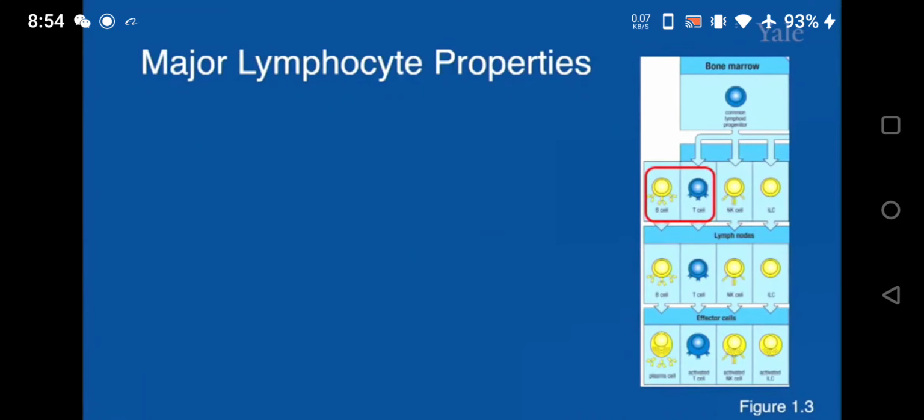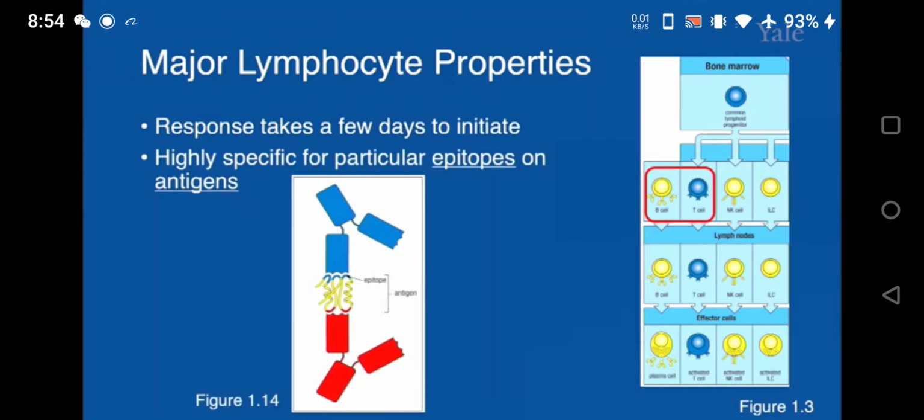So a few major lymphocyte properties are that their response takes a few days to initiate, and the major reason for this is because these cells are highly specific for particular epitopes on antigens. And what do I mean by this?